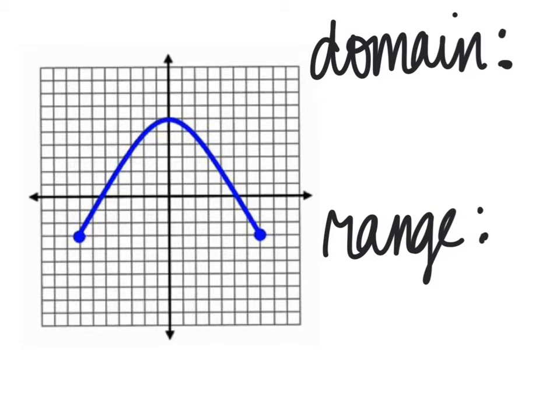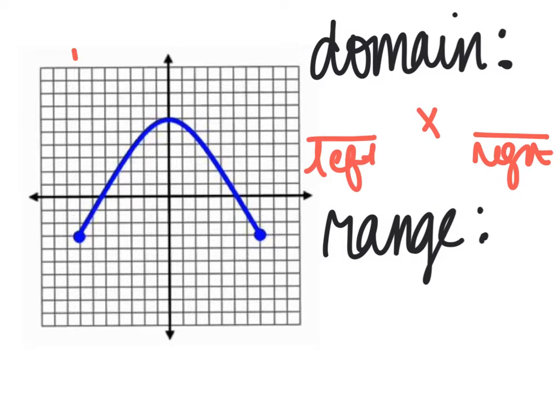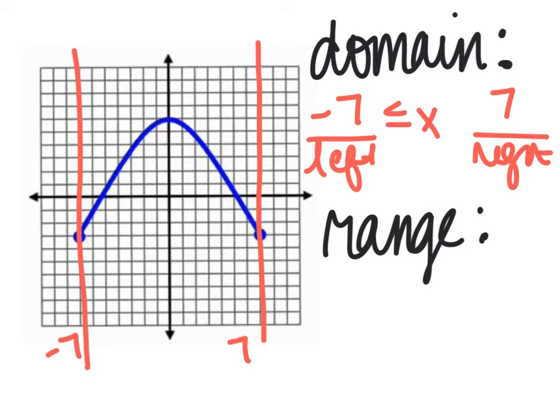So I'm going to do the same thing here. I need to find my domain, which is my x's. Remember, it goes from left to right. So I'm looking for the left side of my graph and the right side of my graph, which are at negative 7 and positive 7. That's the left and the right side. And if we look at these circles on these lines, we have a closed circle and a closed circle. So that tells us both of these symbols are going to be less than or equal to.